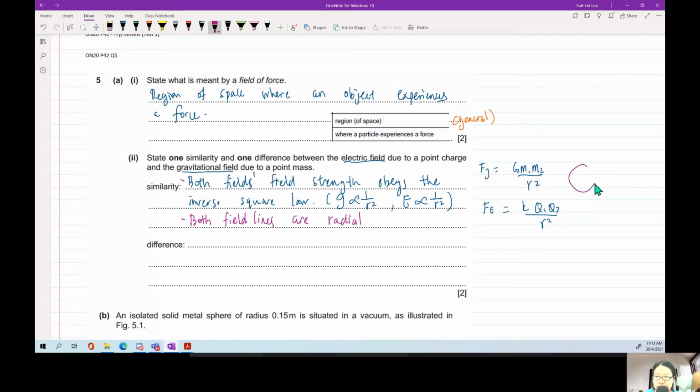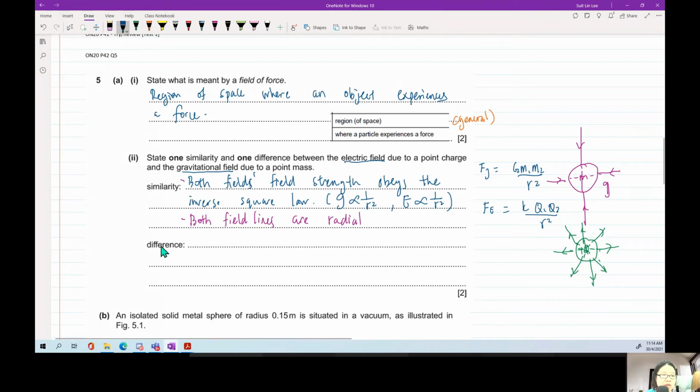Radial means like this. This is mass. So the gravitational field is inwards like this, along the radius. So radial. So this is G. But if you talk about charge, let's say this is Q. The field line for charge, even if it's positive charge, is also radial. See, they're all along the radial. So this is another option. Okay, what are their differences?